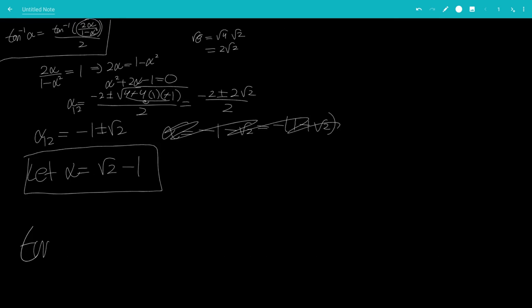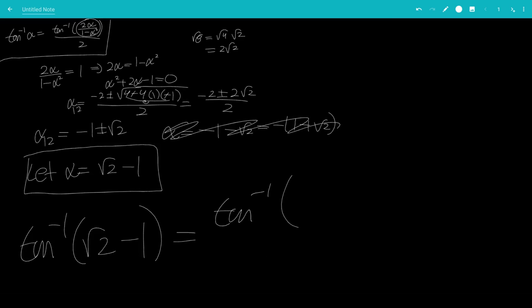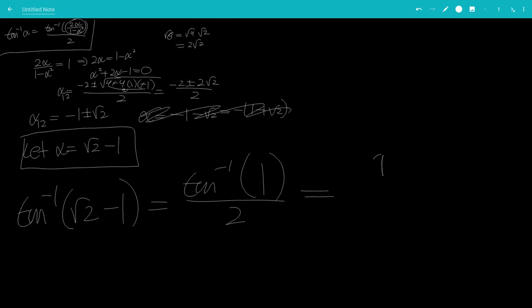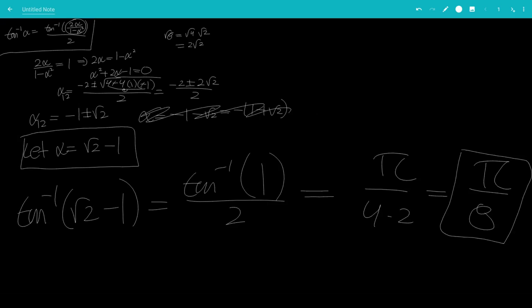So inverse tangent of square root of 2 minus 1 is inverse tangent of, well, we found that this is 1, when you plug that into 2 alpha over 1 minus alpha squared, over 2. And you know that inverse tangent of 1 is pi over 4. So it'll be pi over 4 times 2, which is pi over 8. And that is a nice identity. So that's the end of the video.